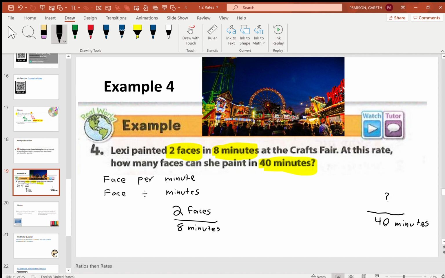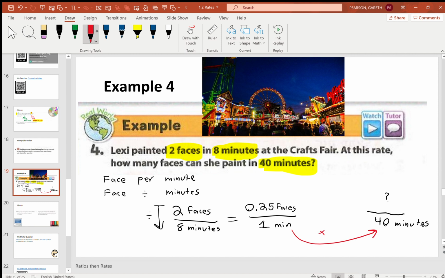So this is what we're going to do. Step 1, you set up your first rate. Just divide. If you do 2 divided by 8, you should get 0.25. And of course, that's using a calculator, you should get Lexi can paint 0.25 faces in 1 minute. But hold on, we're not done. We don't want to know how many faces she paints in 1 minute. We want to know how many she paints in 40 minutes.